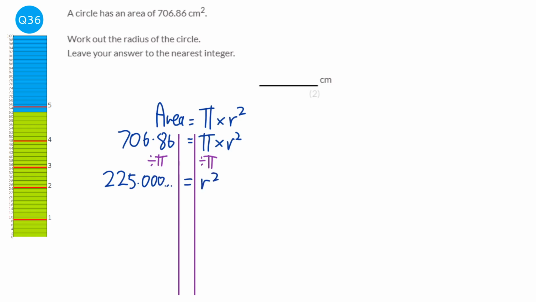Then I want to get rid of this squared here, so to do that I do the inverse, which is square root, and the square root of 225 is 15, and the square root of 225.000 blah blah blah, whatever was in our calculator, is going to be 15.000, etc. So pretty much 15.000. But it says it wants it to the nearest integer. Integer is a whole number, so my answer would be just 15.